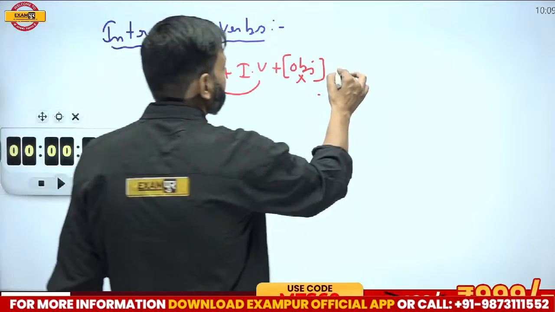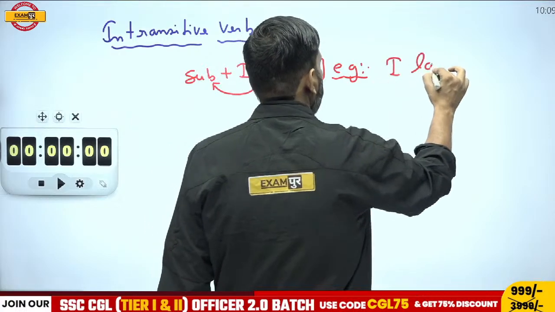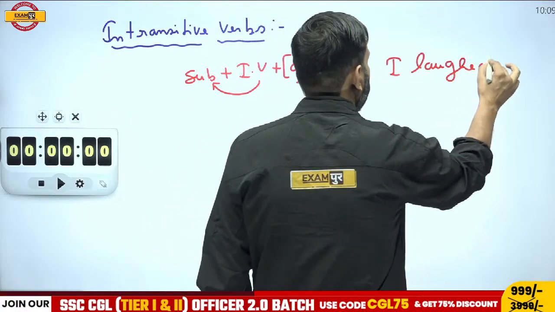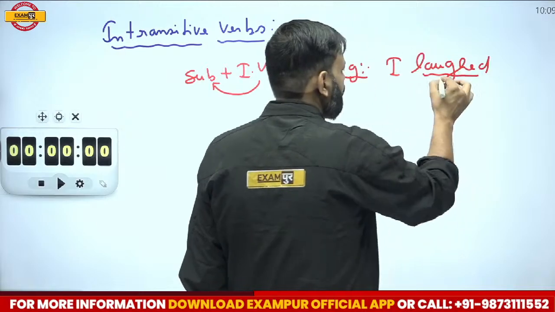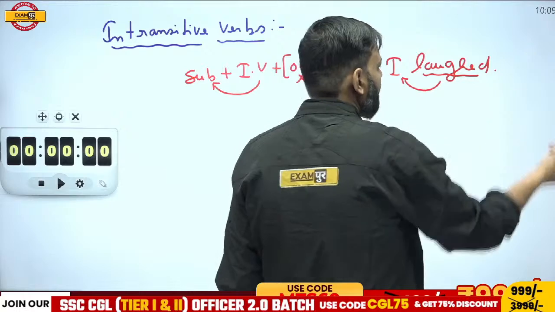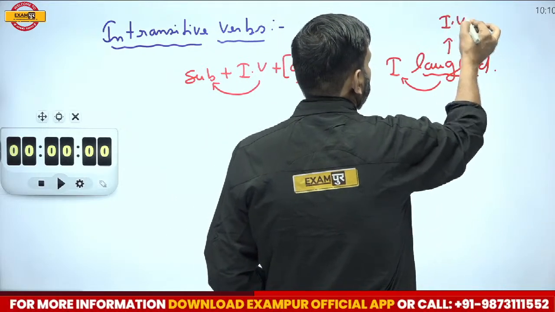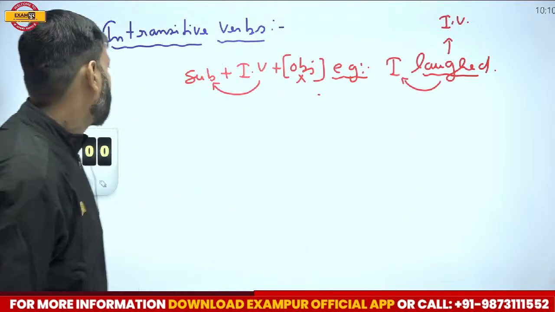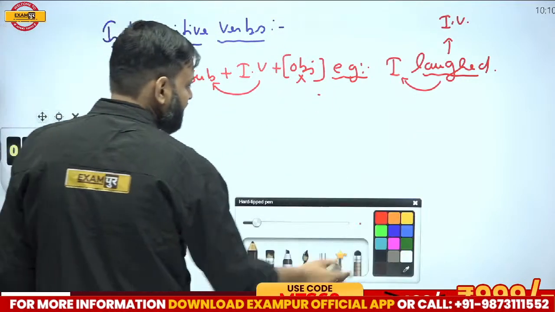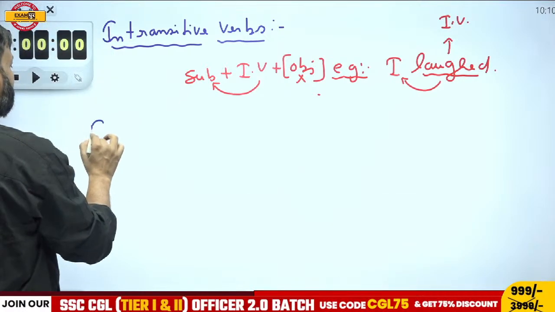For example, I laughed. Here, the word laughed is used to reflect the subject itself and it does not require any object. So, laugh is an intransitive verb. Now, what are ergative verbs?